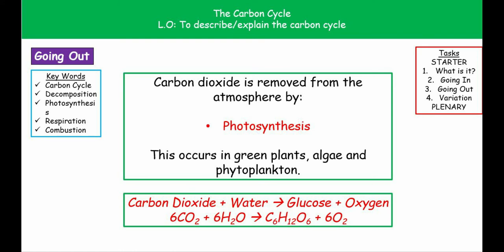In terms of the word equation, it's just the opposite of what we said for respiration. Carbon dioxide plus water makes glucose and oxygen. And the balanced symbol equation, 6CO2 plus 6H2O, makes C6H12O6 plus 6O2. Obviously give yourself a tick for any of those bits you got right and give yourself a score out of 3 for that part of the work.